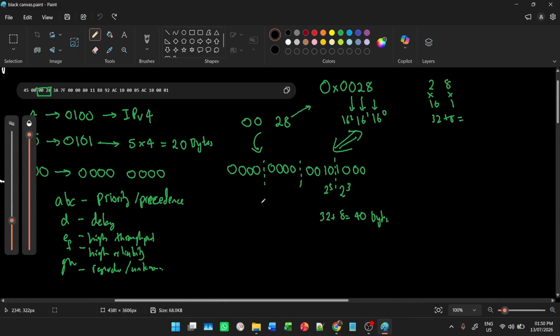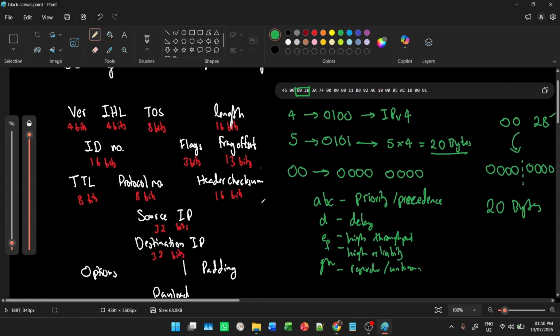So let's move on now. As you can tell right now, the total length is 40. So the header length is 20. So now you know the payload length is also 20 bytes, right?